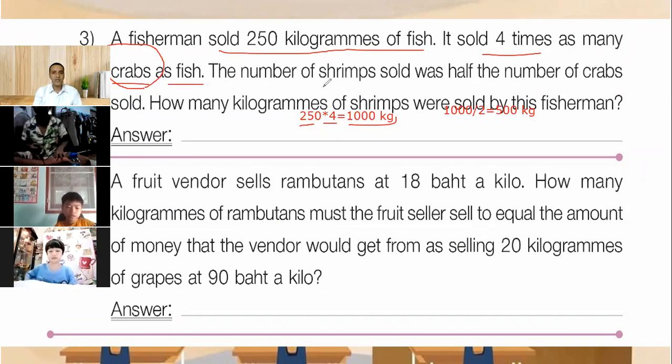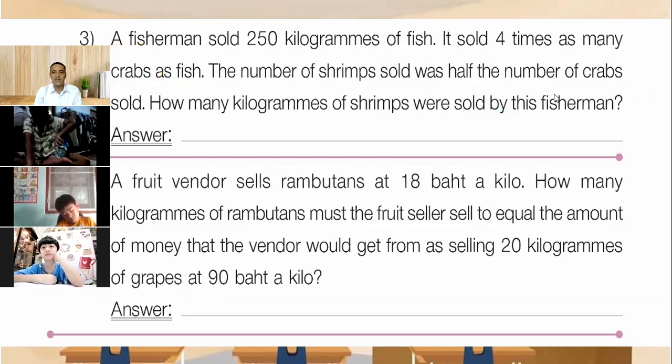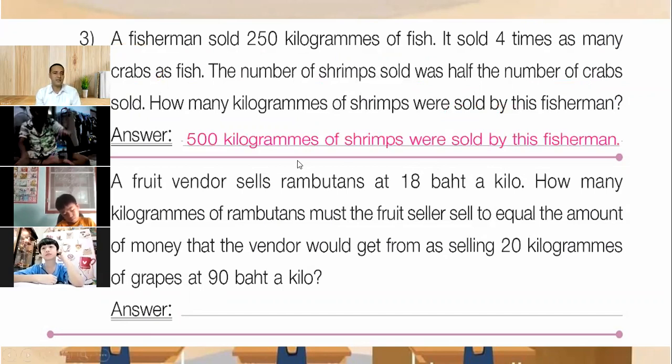Now look at the third information, the one we have to find. That is the number of shrimps sold was half the number of crabs. So how much is the number of crabs they sold? 1000 kilograms, okay? So we have to find half. So 1000 divided by 2 is equal to 500, okay? So what is our answer? Our answer is 500 kilograms of shrimps were sold by the fishermen.